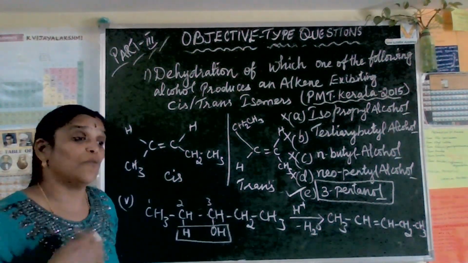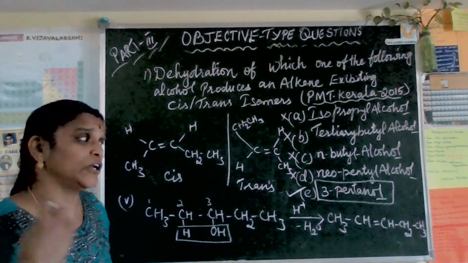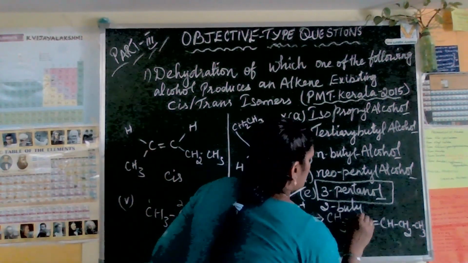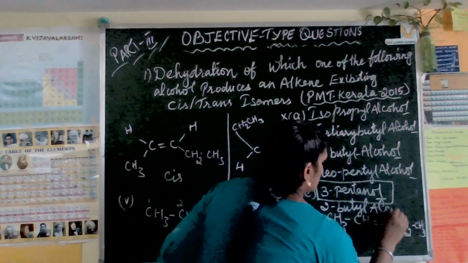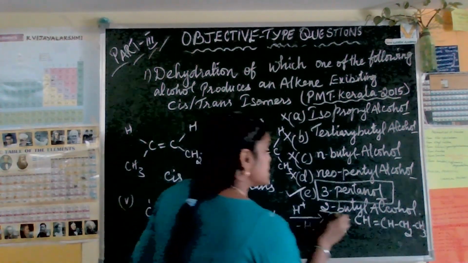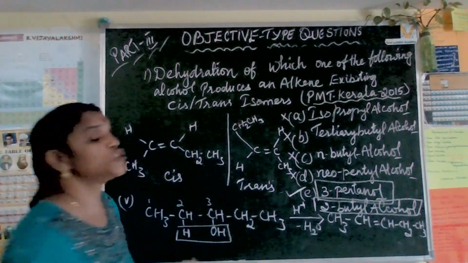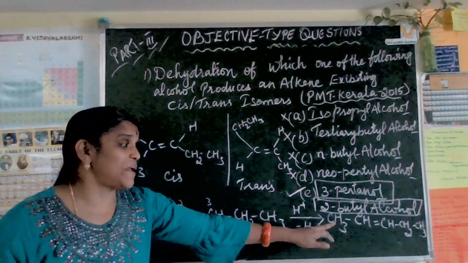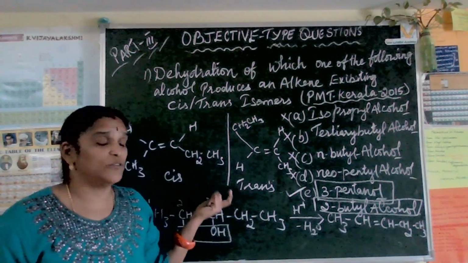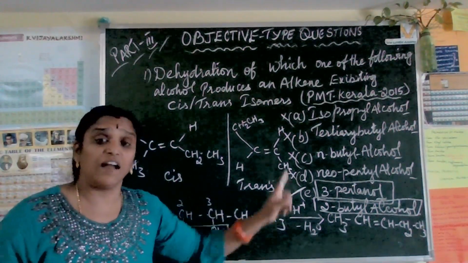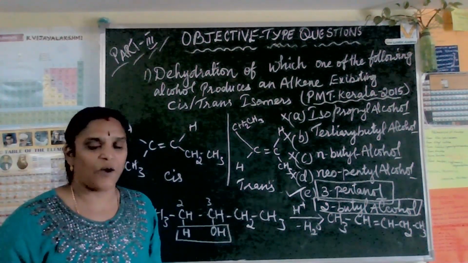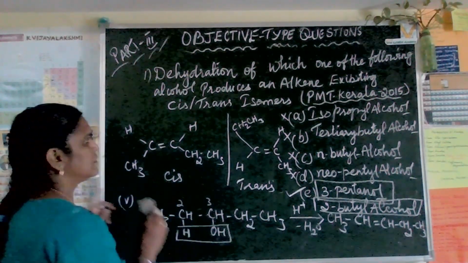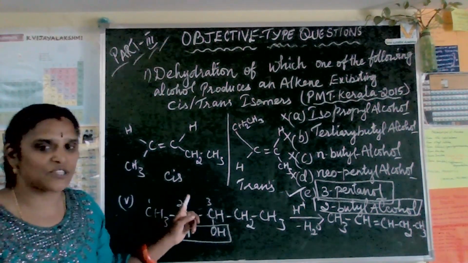Now I would like to give one more. Is it possible or not? You check it. Now 2-butyl alcohol. Check whether it is possible or not, because I have seen one more question like this. In that question they mentioned 2-butyl alcohol. You just check whether 2-butyl alcohol has a cis and trans isomer. Please put it in the comment box whether it is possible or not. Can you follow this? Let us go for the next question.